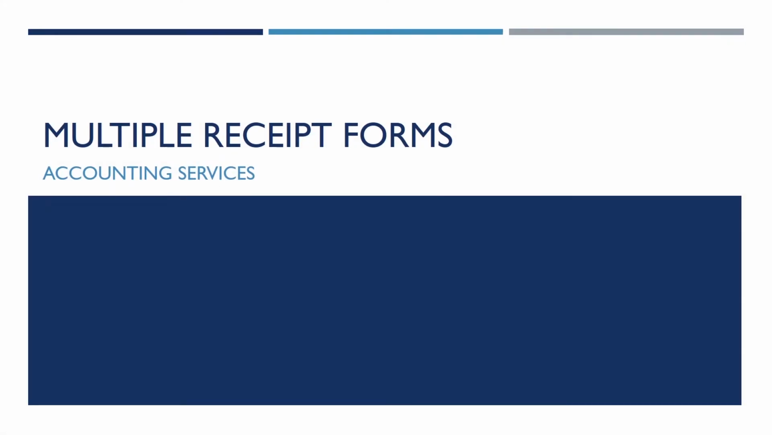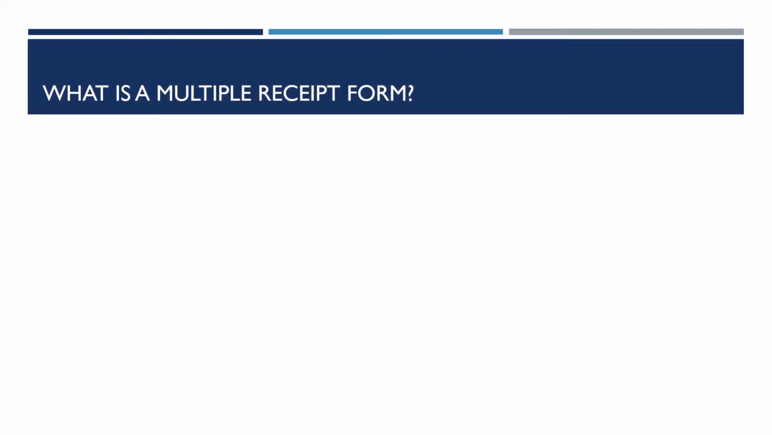Every time money is collected at a school or school event, JCPS is required by a law called the Red Book to document that money collection using one of the forms in that law. The most commonly used form is called the multiple receipt form.